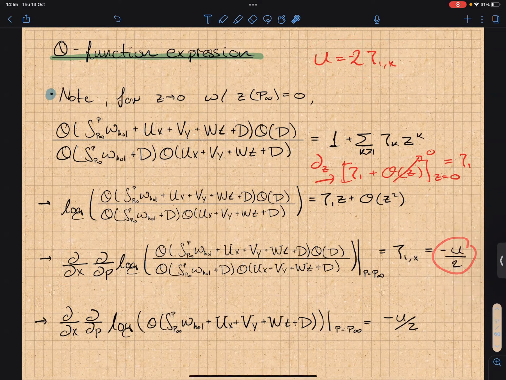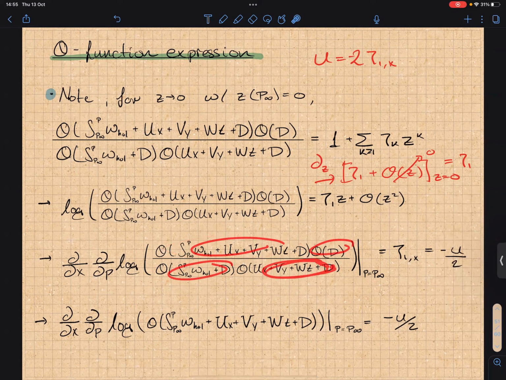And this is going to be equal to minus u over 2. So I have this. I can simplify this further by noting that this term, and so first, with the log properties, I can do this plus this plus this, or this plus this minus this minus this.